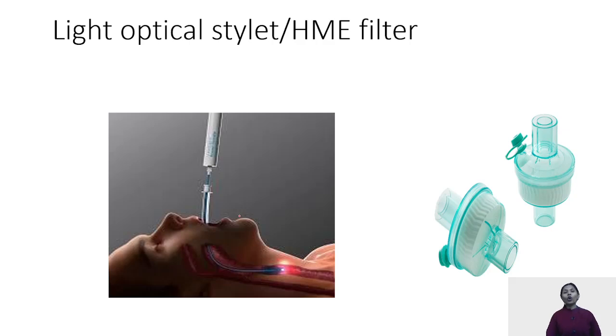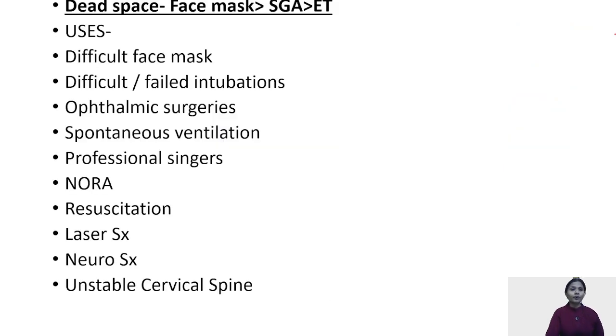Then you have a light optical stellate. This is how the photo looks like. The stellate has a light source attached such that you can see where the light is and thus intubate the patient. These are humidification moisture exchangers, the HME filter, the heat moisture exchangers. This you can attach on the Y-piece, or this can be attached at the expiratory port also. There are two places where this can be attached, either on the Y-piece itself or on the expiratory port.